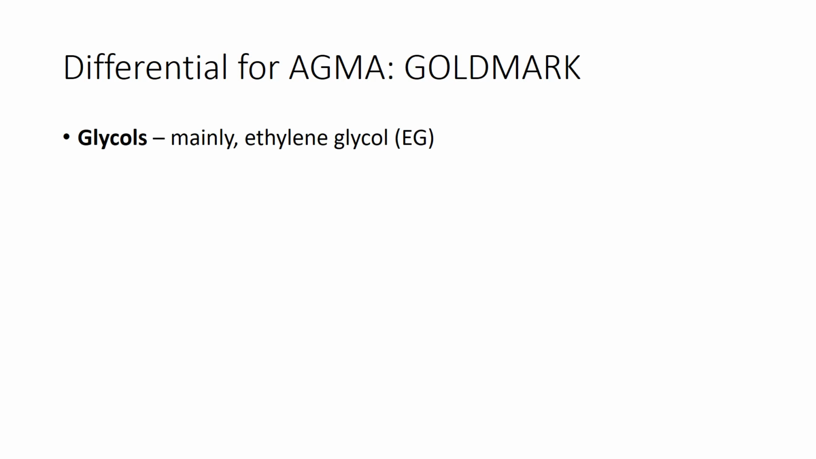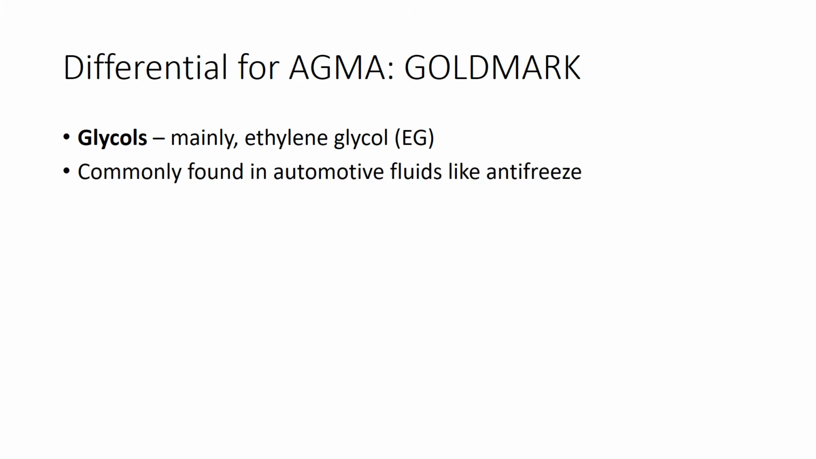The first is glycols, mainly ethylene glycol. In recent years, propylene glycol has been a big talking point too because it's used as a diluent in IV medications, but I'd rather focus on ethylene glycol, more common and likely more dangerous. Ethylene glycol is commonly found in automotive fluids like antifreeze. And if you pour antifreeze in a cup, it kind of looks like Gatorade. It can be a bunch of different colors, and sometimes people mistake it for just a regular drink like Gatorade.